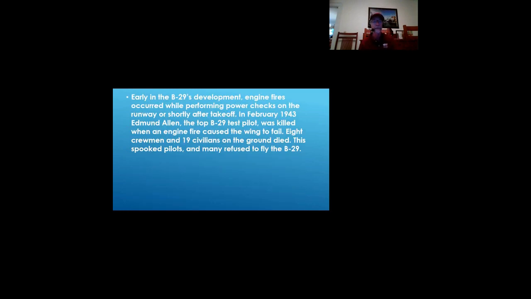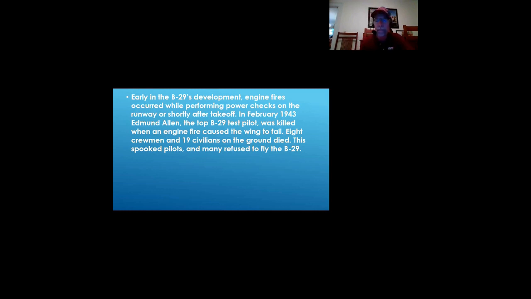But so early in the career of the plane, engine fires occurred while performing power checks on takeoff. The engines would heat up so fast that they would catch on fire before the plane would even take off. The test pilot who was helping to develop the B-29 was actually killed when an engine fire caused the wing of his plane to fall off. So that's how bad things were.